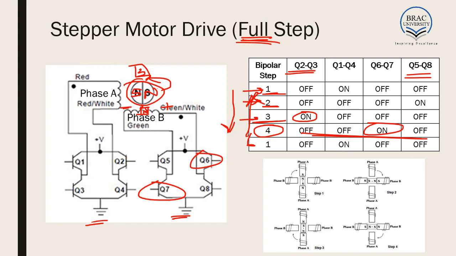The speed will depend on how frequently we switch from one step to another, and the angle at each step will be 90 degrees, because at first we had the knot here of the magnet. The magnet was like this, then the magnet became like this with knot here, then the magnet became like this with knot here, and then the magnet became like this with knot here. So at each step we'll move through 90 degrees, and this is called the full step method of driving a stepper motor.